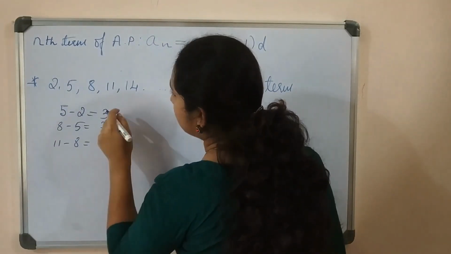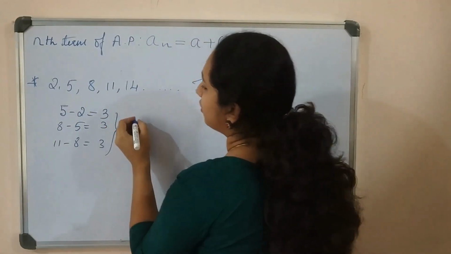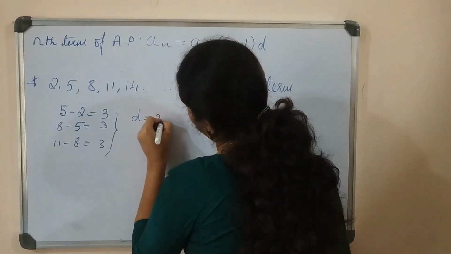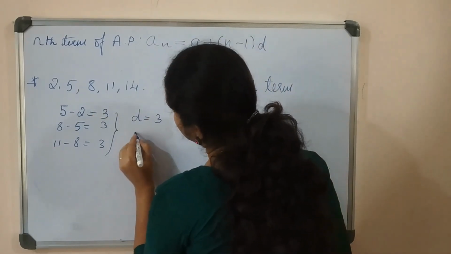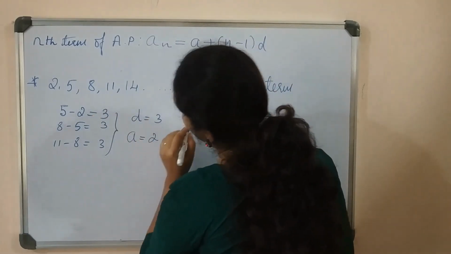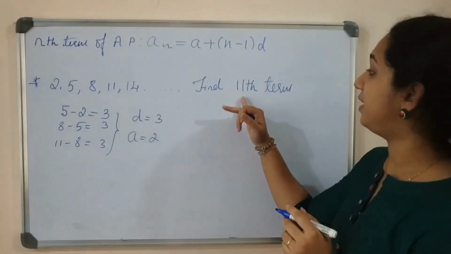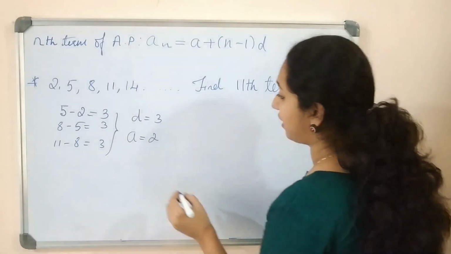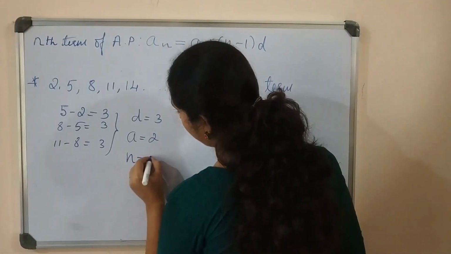So now, similarly, by solving simultaneously I have found the value of D also. Therefore D is equal to 3. And what is the first term? A is nothing but 2. And they have told us to find the 11th term. Therefore N is equal to 11.